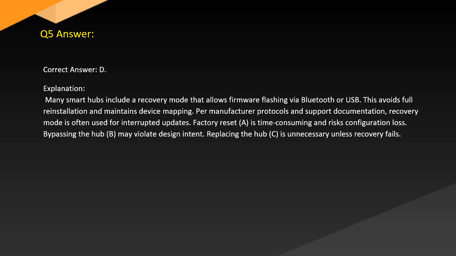Answer. Correct answer: D. Explanation: Many smart hubs include a recovery mode that allows firmware flashing via Bluetooth or USB. This avoids full reinstallation and maintains device mapping. Per manufacturer protocols and support documentation, recovery mode is often used for interrupted updates. Factory reset is time-consuming and risks configuration loss.